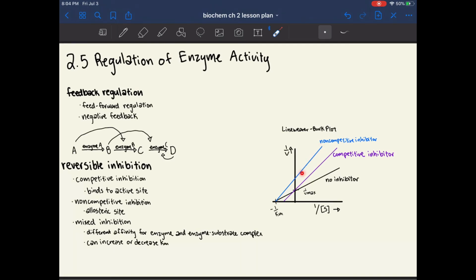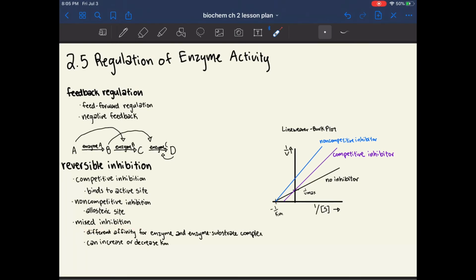If you look at the Lineweaver-Burk plot, a non-competitive inhibitor has the same Km, which means that you need to add the same amount of substrate in order to reach Km, which is half of your Vmax. This is because your Vmax is now lower than it was before. Your Vmax is lower because even if you add infinite amounts of substrate, it's no longer possible for every single enzyme to bind a substrate. But if you wanted to get to half of this lower Vmax, you would need to add the same amount of substrate that you needed to before.